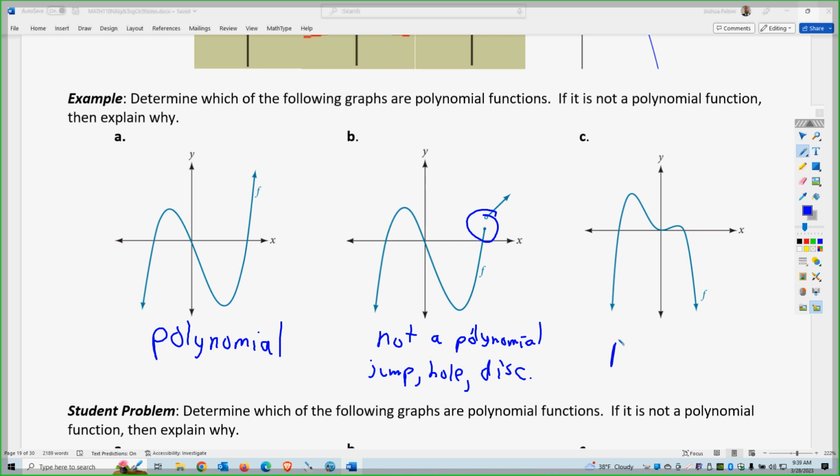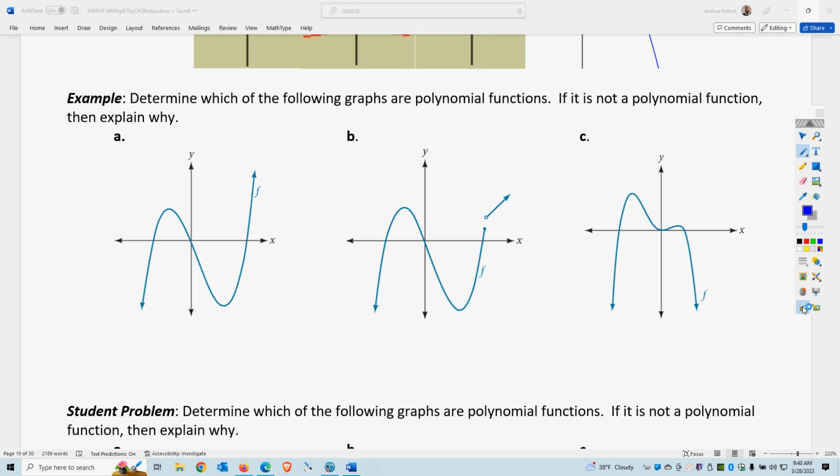Okay, and this one is in fact a polynomial. Right, it's continuous, it's smooth. You can basically draw it without lifting your pen or pencil from the paper, essentially, right? All right, pause the video, try the student problems for yourself.